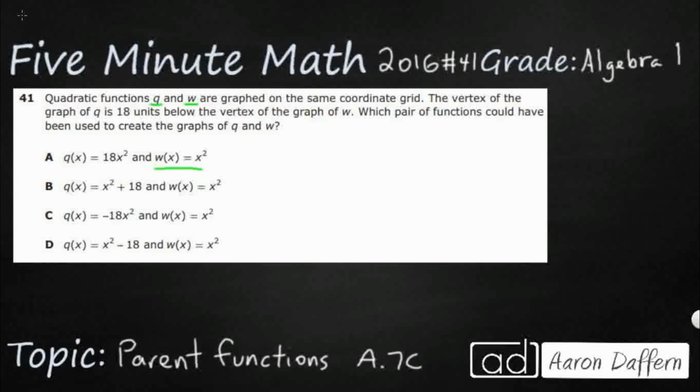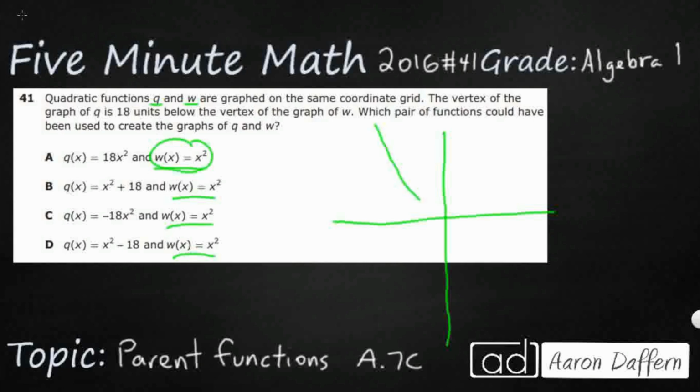So all of my W's are going to be just your basic parent function. So if we were to graph this right here, this is the most standard quadratic function you can get. It's just W of x equals x squared. So I'm going to graph it right here, and I know that it's going to go through the origin. It's going to be kind of spaced like that. It's going to be facing up. So this is what we would call our parent function.